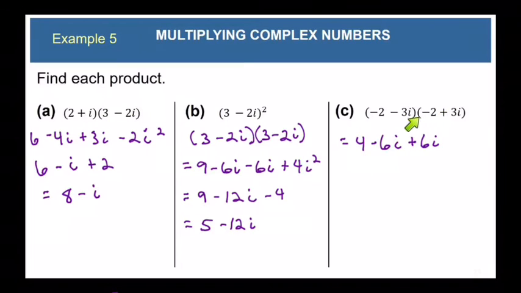And last times last is going to be minus 9i squared. So negative 3 times positive 3 is minus 9, and then i times i is i squared. Okay, now let's go back and combine our imaginary parts here. So I've got 4 minus 6i plus 6i adds up to 0i, so I won't even have an i term. And then the i squared is negative 1. So minus 9i squared is minus 9 times negative 1, which is positive 9. And then, of course, 4 plus 9 is 13.